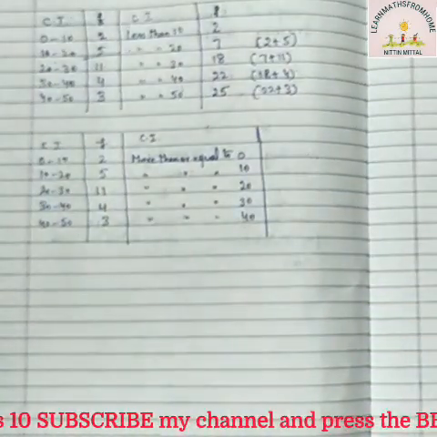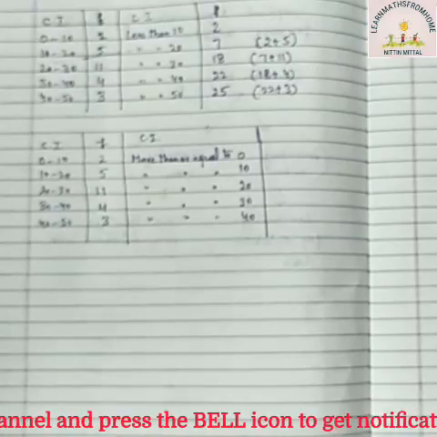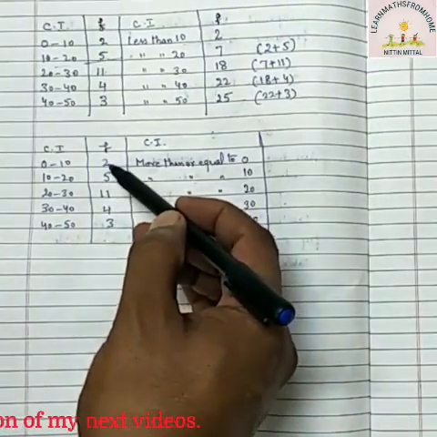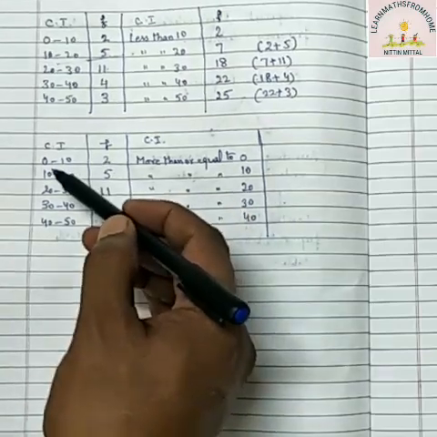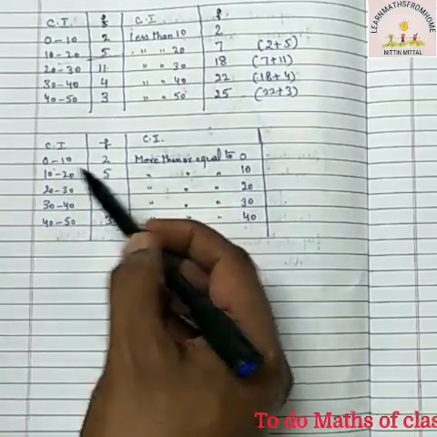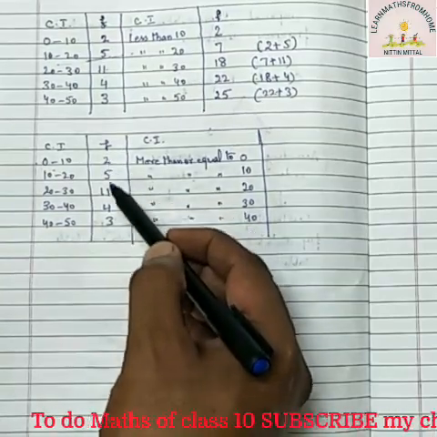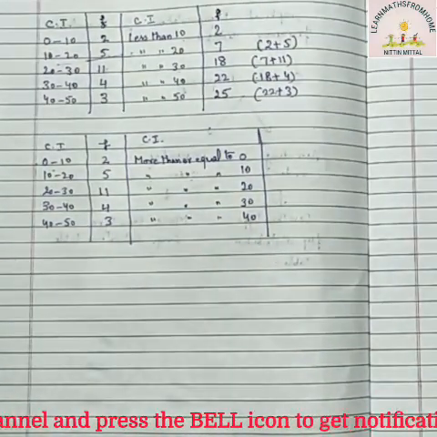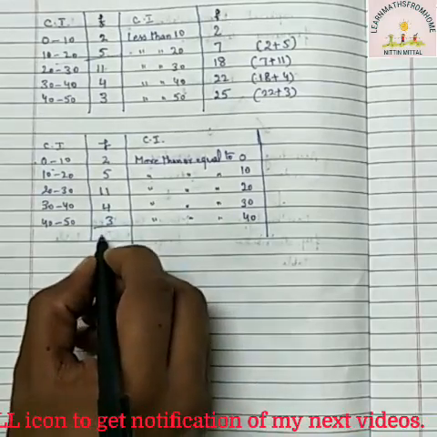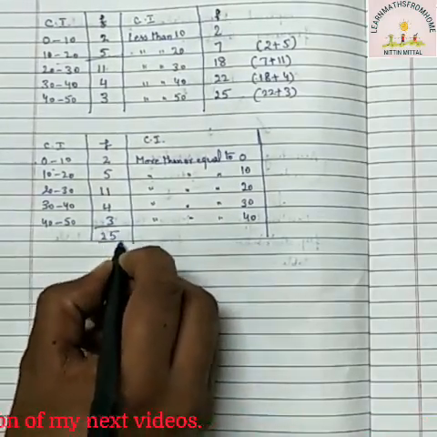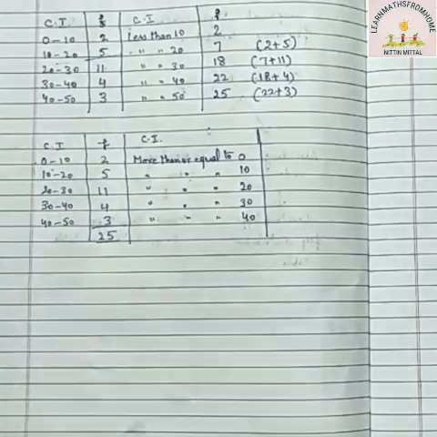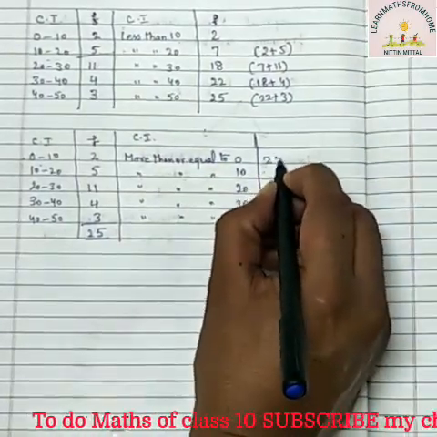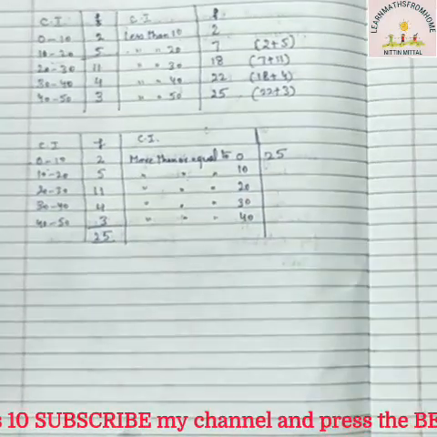Now see, more than or equal to 0. It is 0 to 10. 0 to 10 are 2. It means it must be more than, because here 0 or more than 0. So all these values are 0 or more than 0, no? So what we are supposed to do, we have to add the sum of frequencies, that is 25 more than 0. So all the observations are more than 0. So we'll write 25, right?